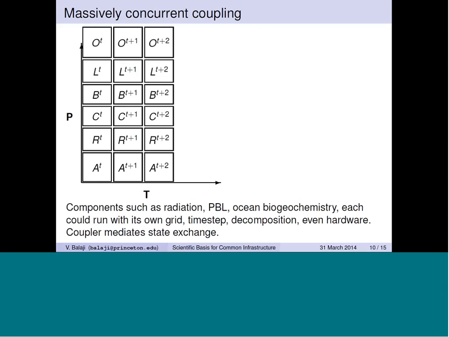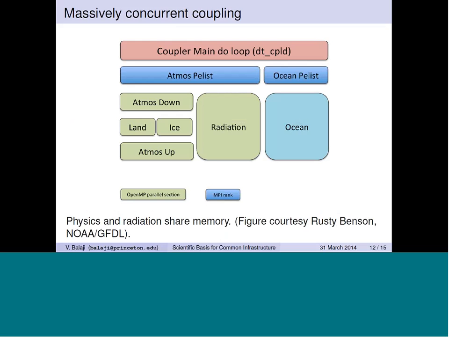But we do it, and for the new coupling, for the new systems, we're actually thinking of moving towards much more concurrency at the coupling level. And this means that you're actually writing a fairly different physical system, and it may not be easy to translate different models to run with the same kind of thing.